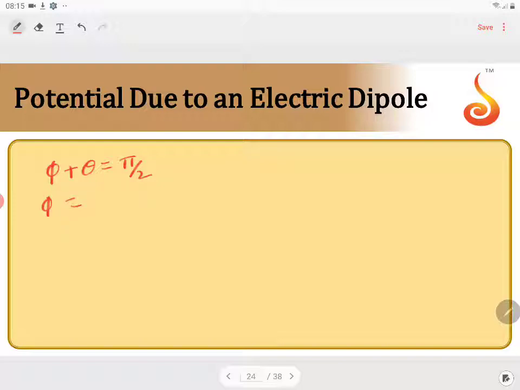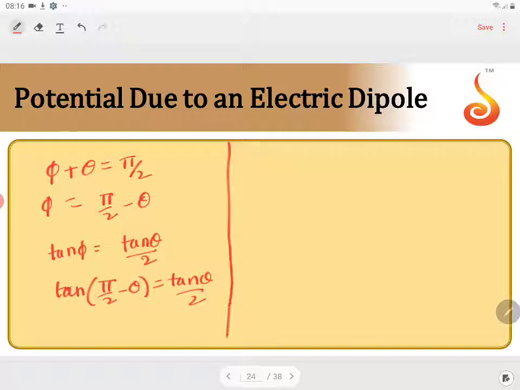So what is this phi value? Phi is pi by 2 minus theta. Okay, so we have the relation between these two. So tan phi or tan alpha, both are same. Tan phi is equal to tan theta by 2. We have this. So if I substitute this phi value, tan of pi by 2 minus theta is equal to tan theta divided by 2.